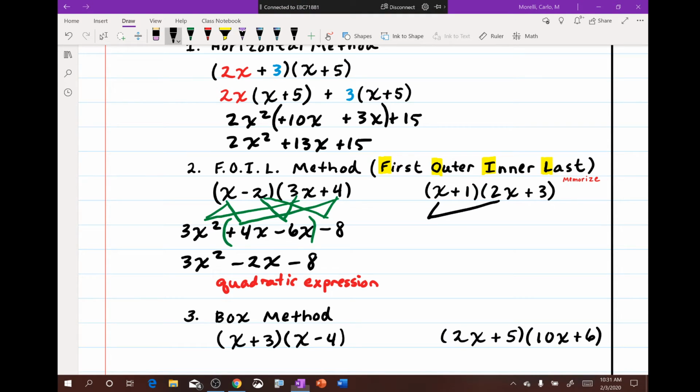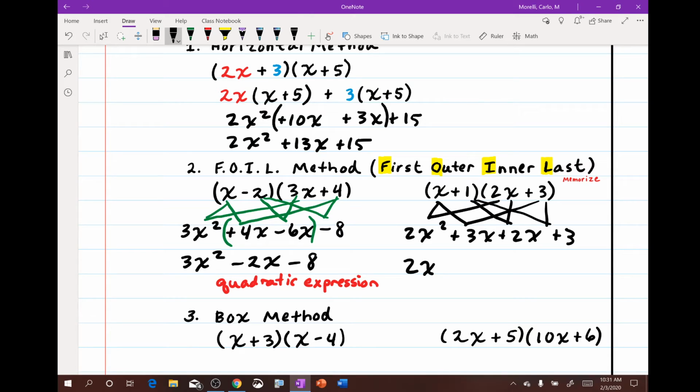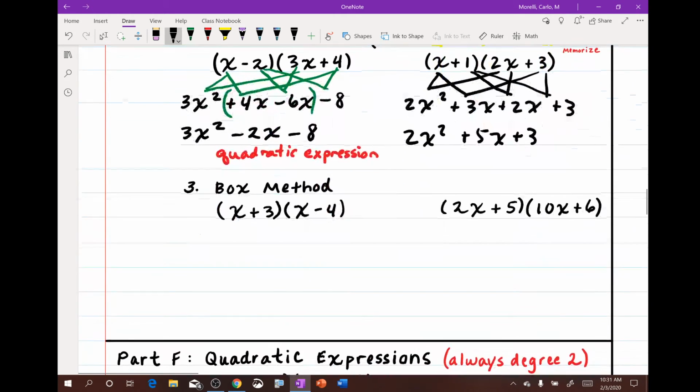Okay, so first, x times 2x, 2x squared, outer, plus 3x, inner, plus 2x, last, plus 3. So 2x squared plus 5x plus 3. Watching that live stream over the weekend, you guys saw me doing these really fast. You got to get really fast with it, and you're going to get some practice. Okay?